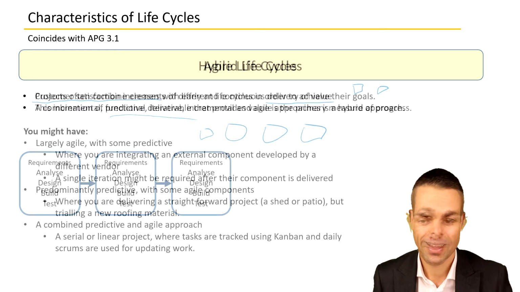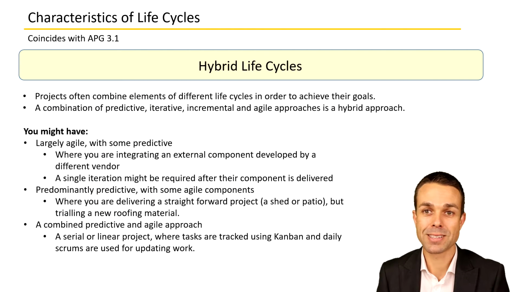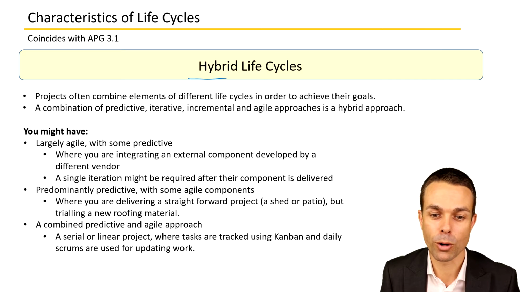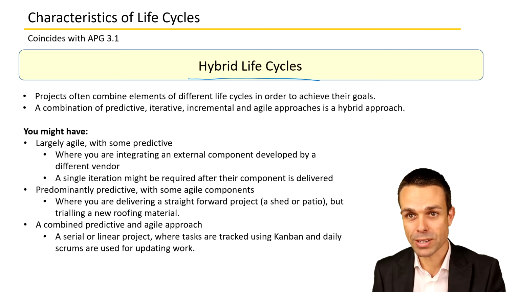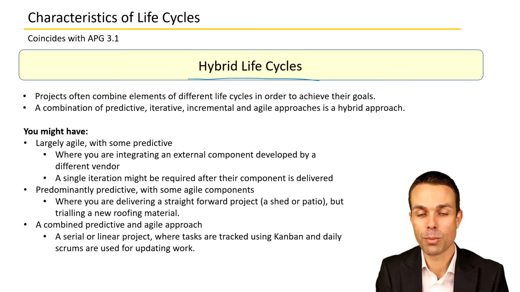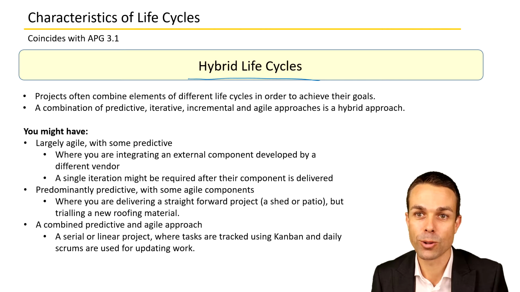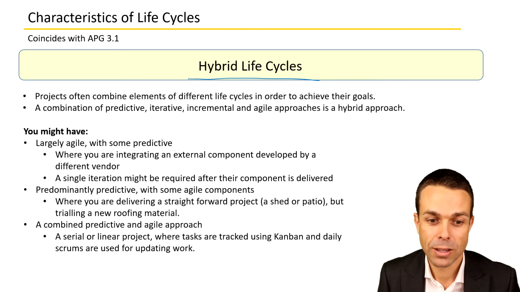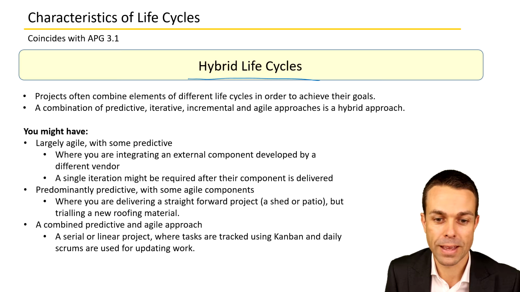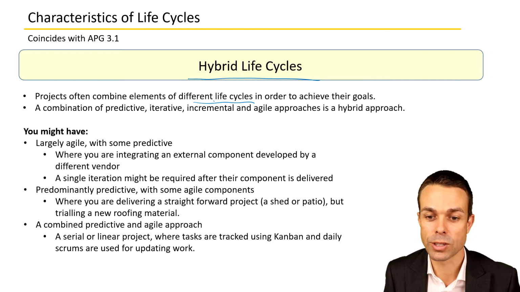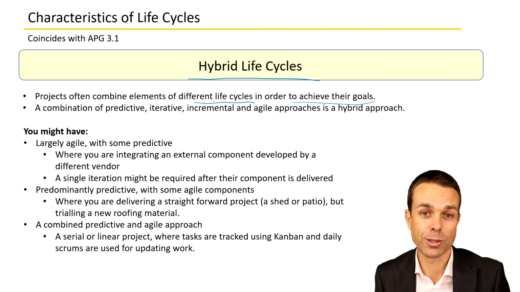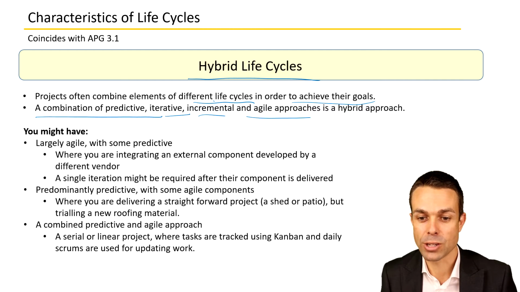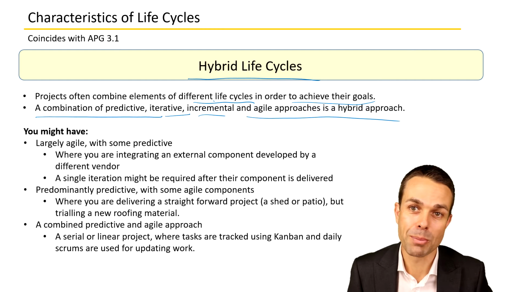Now lastly, there might be circumstances, in fact it's probably most likely that you'll be in a circumstance where you'll have a hybrid approach. In other words, you have some predictive or linear approach combined with some iterative or incremental or agile approach in the way that you're doing the work or delivering a certain product. So projects will often combine the elements of different approaches or life cycles in order to achieve their goals, just depending on the circumstances. So a combination of predictive, iterative, incremental, and agile approaches becomes that hybrid approach.